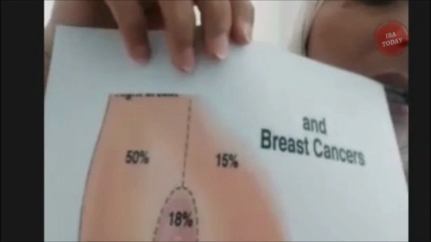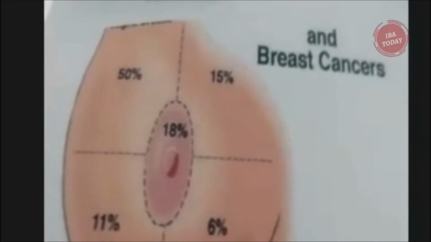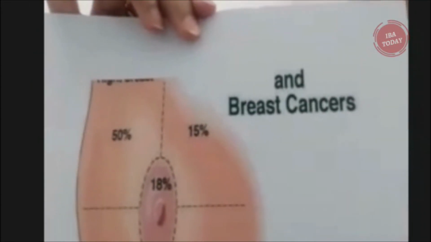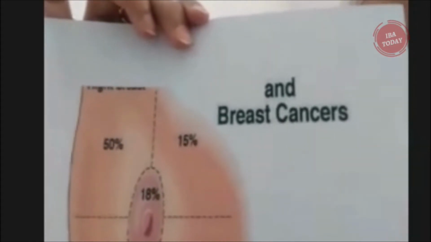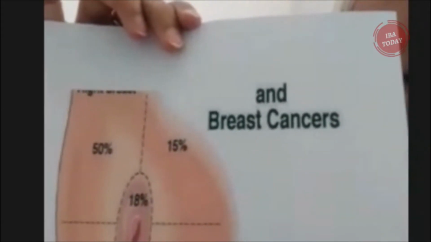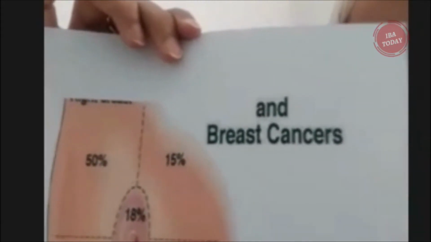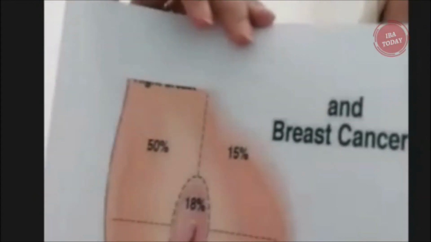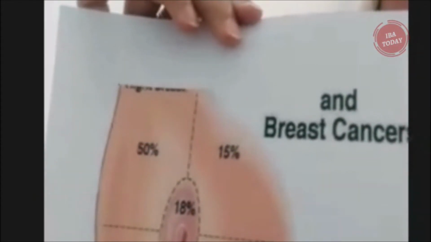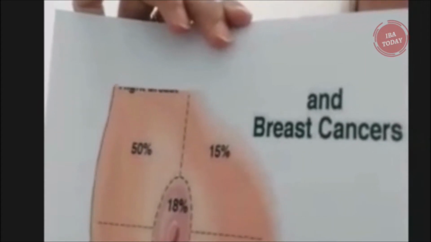So here we can see the breast. This is the right side of the breast. We divide it into four quadrants, the middle area is called the areola, and the outer part is the nipple. If you see, this is the upper outer quadrant, the most common area affected by breast cancer.